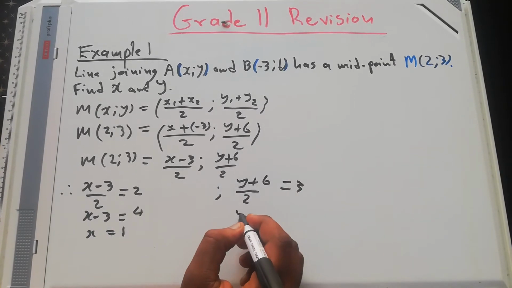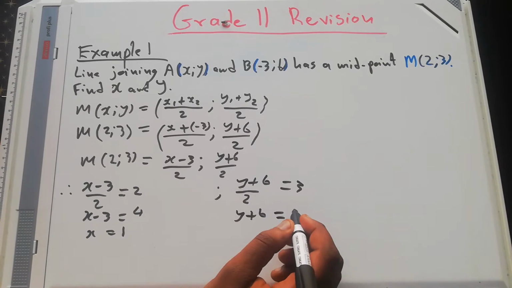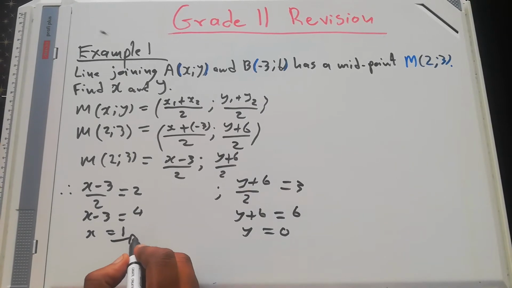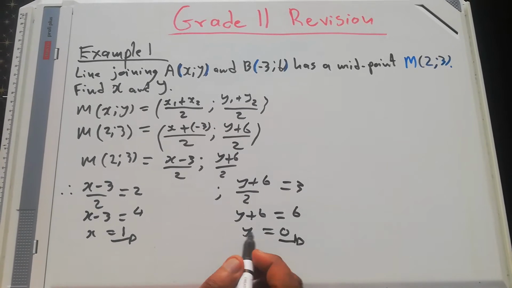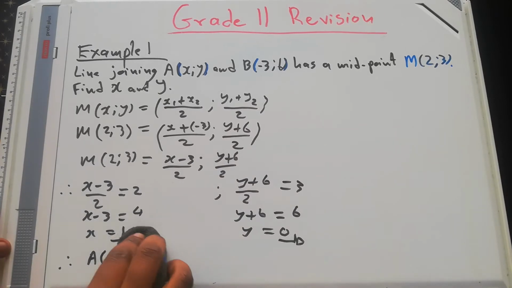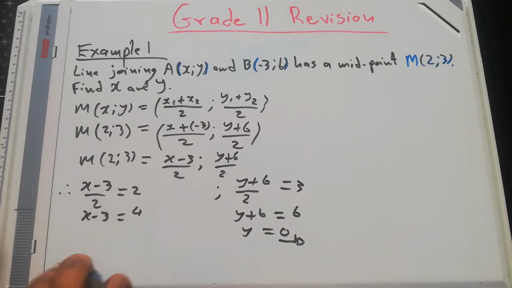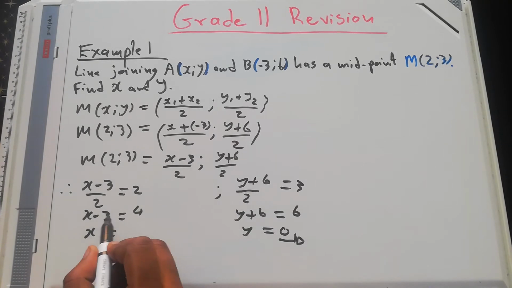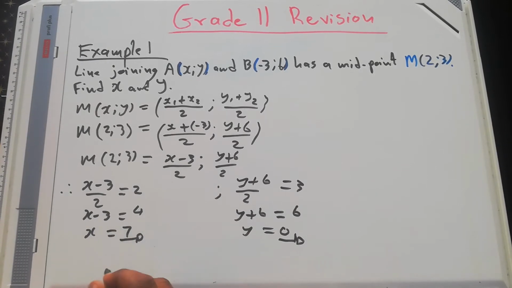And then you come to this side. y plus 6 will give you 6, and then y is equal to 0. These are your values of x and y. So the point A has 1 and 0 as its coordinates. So this will be your answer. Oh, sorry, I made a mistake right here. So x will actually be 7, not 1, sorry. So your point A will be (7, 0).